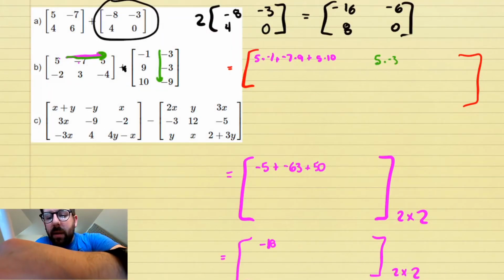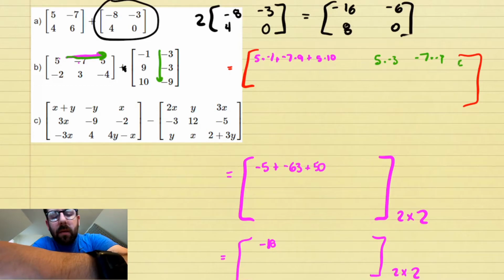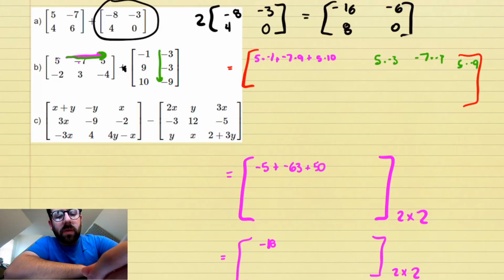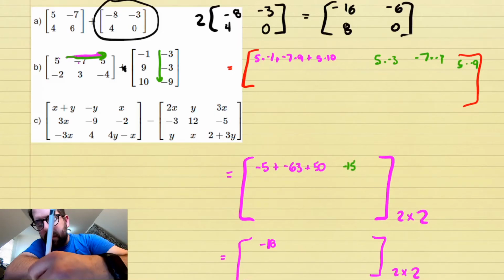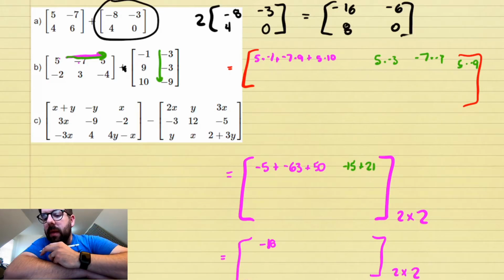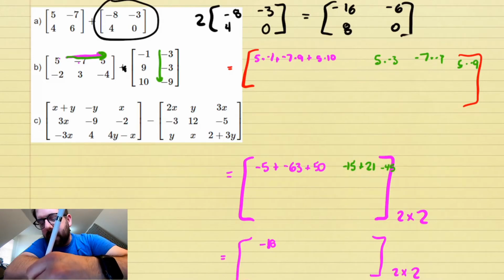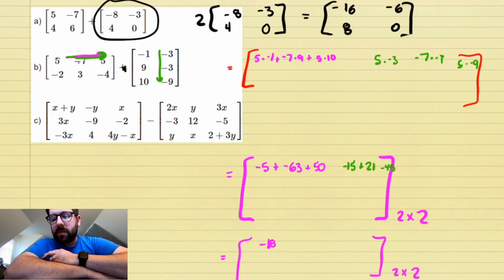So 5 times the -3, the -7 times the -3, and that +5 times the -9. That's the first row, second column numbers all multiplied. Now I know this, sorry, it's really hard to see that, but I'm going to write it down. 5 times -3 is -15. I'm going to add -7 times the -3 is +21, and then 5 times the -9 is -45. I'm going to add and subtract those numbers together.